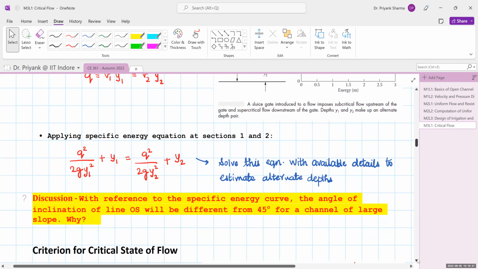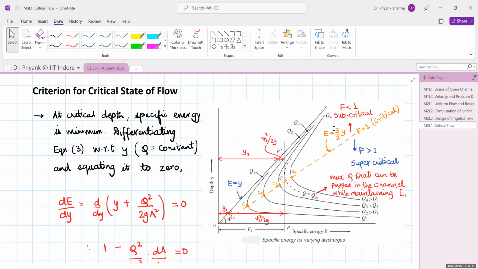Moving ahead, we'll try to establish a criterion for the critical state of flow. We got that for the critical state your specific energy is minimum. So how is that criterion established? Here we consider the specific energy for varying discharge. Let us have this ordinate P dash, where the specific energy is E1, that is constant. When we visualize it, the stage is high: you can see that ordinate y2 is greater, and this ordinate v2 squared by 2g is very small. So for this alternate depth, the stage is high and velocity is low. Coming to y1, the stage is low, but you can see the v1 squared by 2g component is very high. So here the velocity is very high.